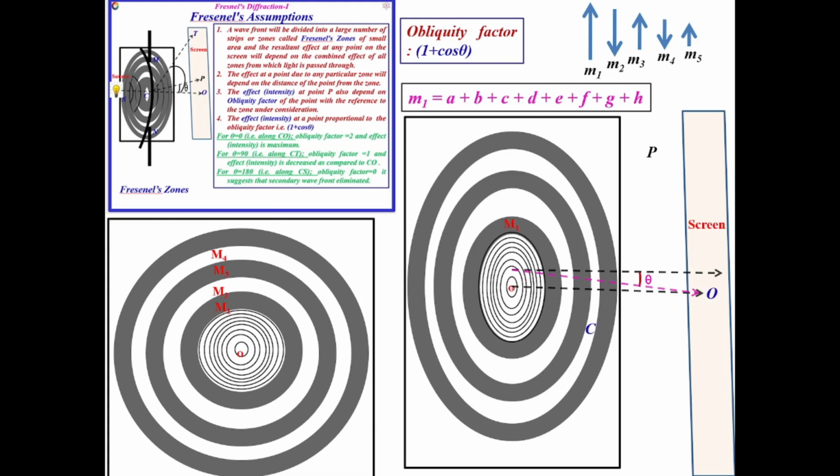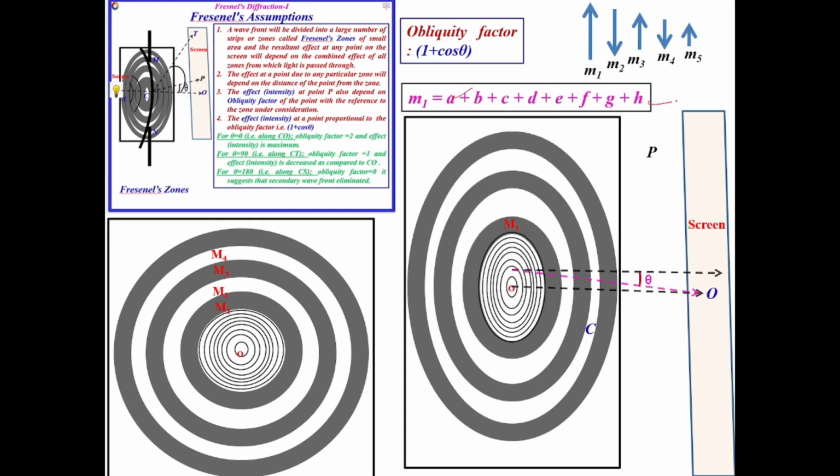Then as we move from the center of the first half period zone to the edge, up to M1, here we considered 8 strips. So we have to add the amplitudes of 8 strips: 1, 2, 3, 4, 5, 6, 7, 8. So M1, the amplitude due to the first half period zone, is the sum of the amplitudes of these 8 strips with their corresponding obliquity factors: A, B, C, D, and so on, and the resultant will be M1. This is the discussion about the first half period zone by considering 8 strips.